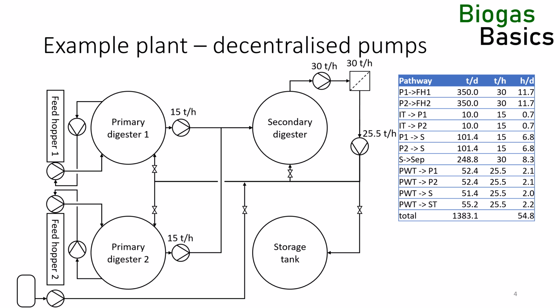The separation and the process water header operate for around 8.3 hours per day. Liquid feedstock is pumped slowly with a small pump at 15 tons per hour to the primary digesters. This will use the process water header for another 1.4 hours.